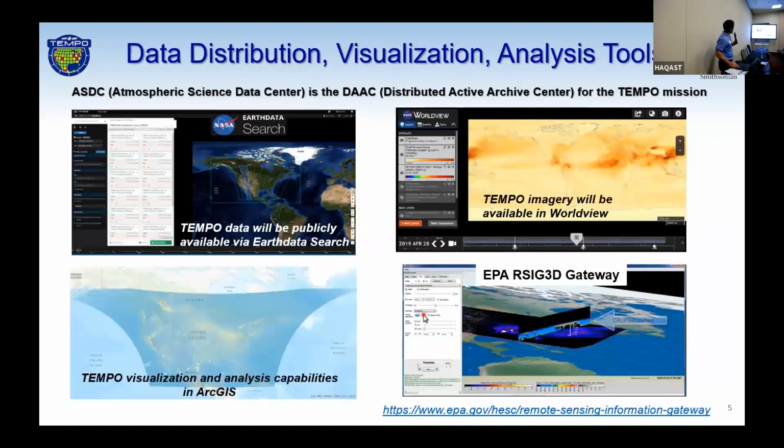I want to just briefly note that we are developing a lot of tools and distributing for Tempo in preparation for launch. Our Atmospheric Science Data Center, we have folks here in the crowd who are a part of that team. They are working on a lot of these tools that are being developed for Tempo. We'll have Tempo in our Earth Data Search portal. We have some of our pre-launch proxy data there right now for early adopters to download and take a look at. We have Tempo imagery in Worldview. Our EPA partners built a great RSIG gateway that will serve up Tempo data as well. And we'll have ArcGIS capabilities being built for the mission too.